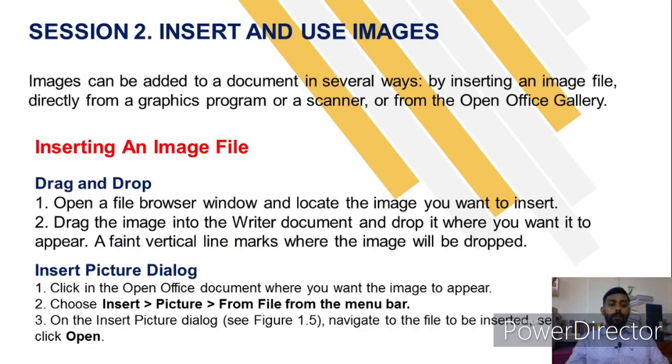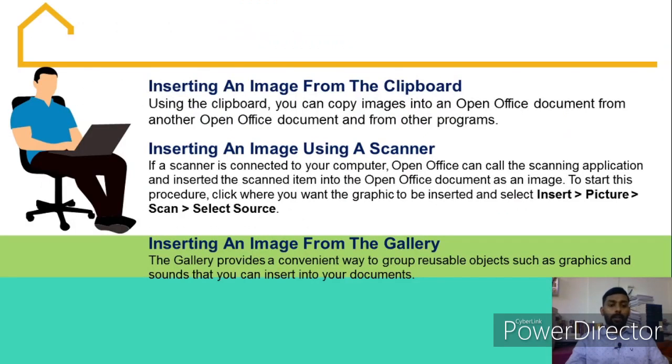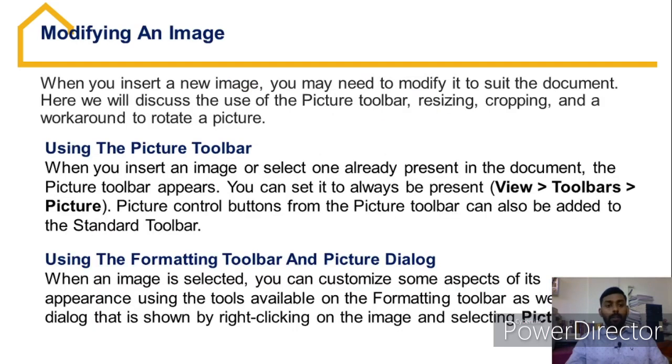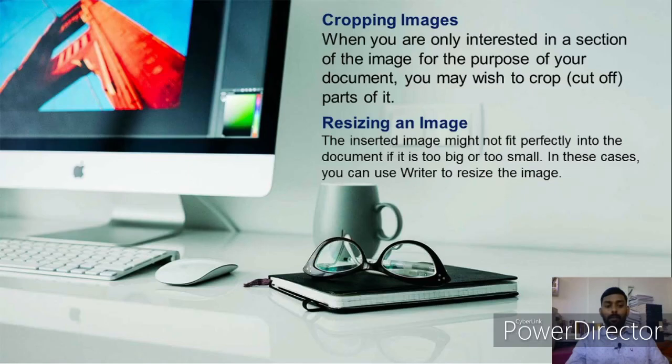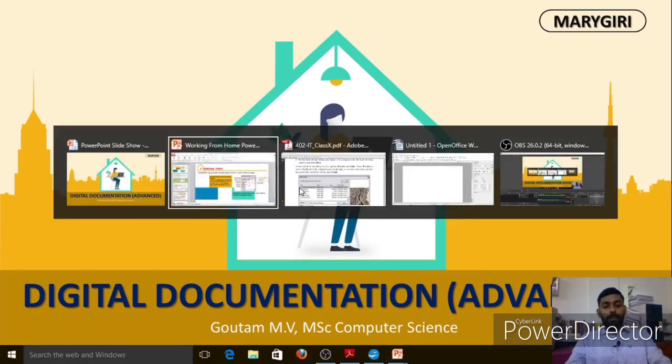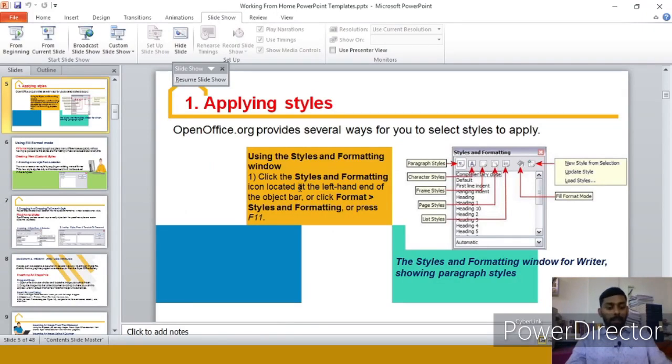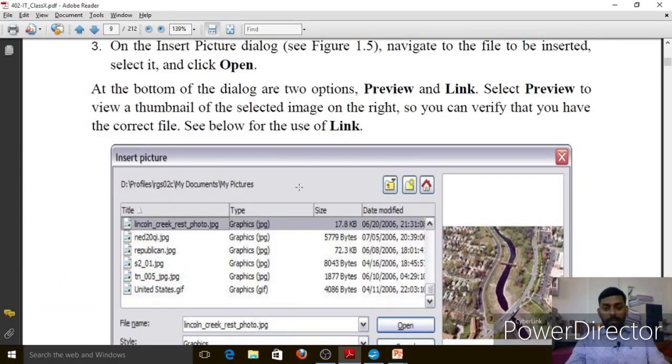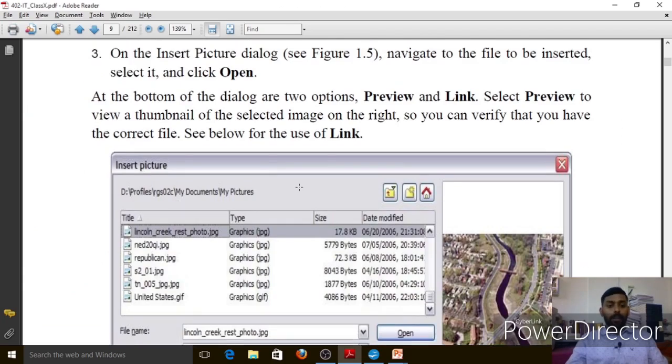To insert and use images, we have two options for inserting an image: drag and drop, and the insert picture dialog. Then we can insert an image from the clipboard, from a scanner, and from the gallery as well. Then we modify using the picture toolbar and the formatting toolbar, with modifications like cropping and resizing an image. So these are the topics related to styles and of course images. Hope you get it.